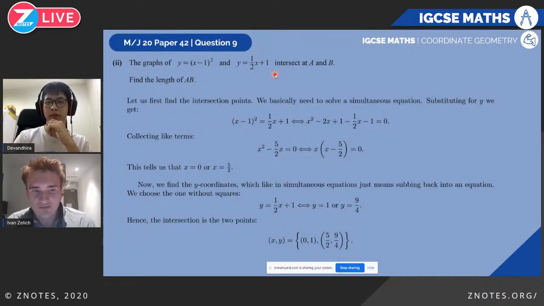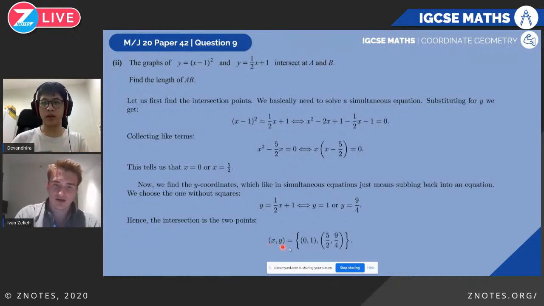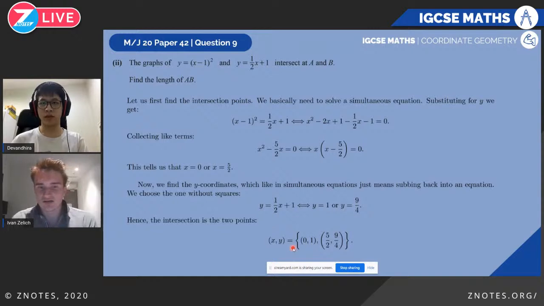And because of that, we can find the two intersection points in total, and we write them down. (x, y) is either (0, 1) or (5 on 2, 9 on 4). So that's our answer right there. But this is not our answer, sorry. We have to find the length of AB. So we found the two points. Now we have to find the length between the two points.